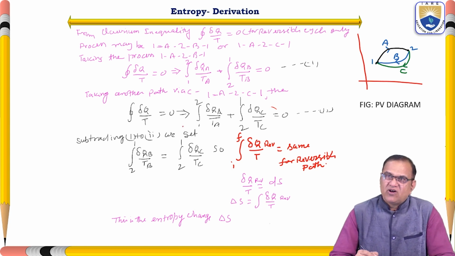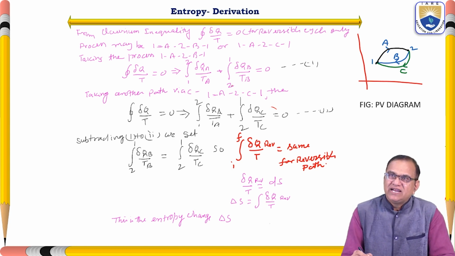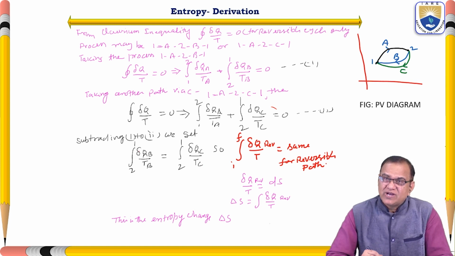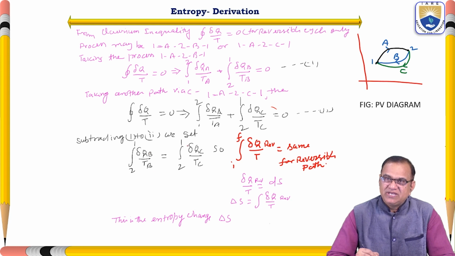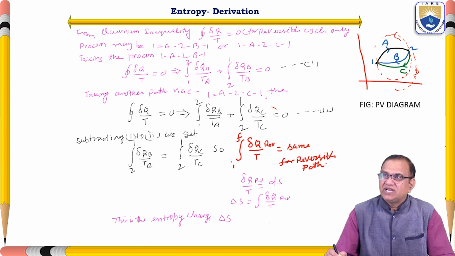Now subtracting from 1 to 2, we will get here 2 to 1 del qb by tb is equal to 2 to 1 del qc by tc. So here you can see the cyclic integration of del qb by tb, del qc by tc. If you have some more cycles like d, like the return from here to here, in this cycle, it may be e.